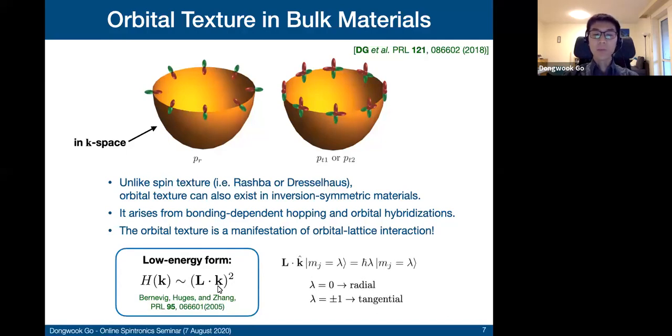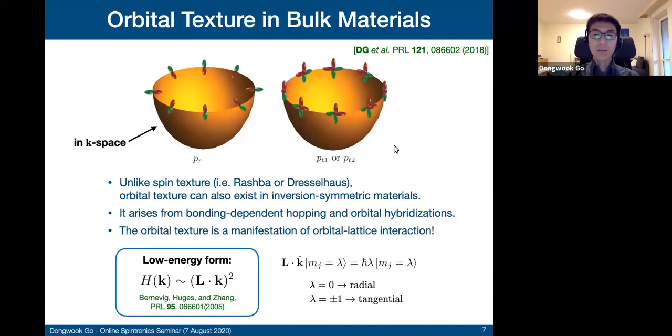Well, diagonalization of this interaction is very straightforward. It's a simple quantum mechanics exercise problem, and depending on the quantum number along the quantization axis k, we can easily find that quantum number 0 corresponds to the radial texture, like a pz-like orbital is arranged in the direction of k, and lambda equals plus or minus 1 corresponds to the tangential type texture. So this is the ingredient for how the orbital wave function interacts with the lattice.